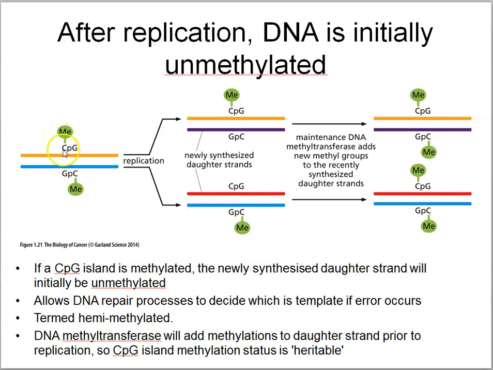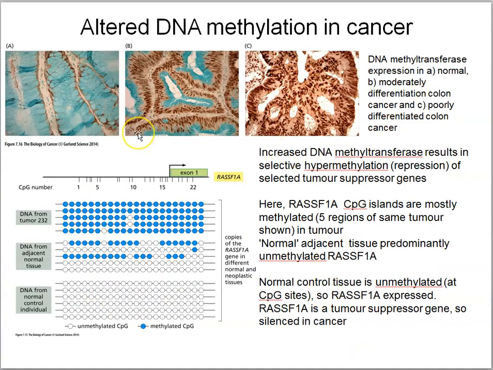So therefore it has to be a C followed by a G to allow this methylation pattern to be copied across. In cancer, we tend to see, certainly in some cancer types, an overexpression of DNA methyltransferase. That's shown by this immunohistochemistry staining in brown here. So in some normal tissue, we can see some cells have got DNA methyltransferase expression, and as that progresses through to a poorly differentiated cancer, we've got overexpression of DNA methyltransferase.